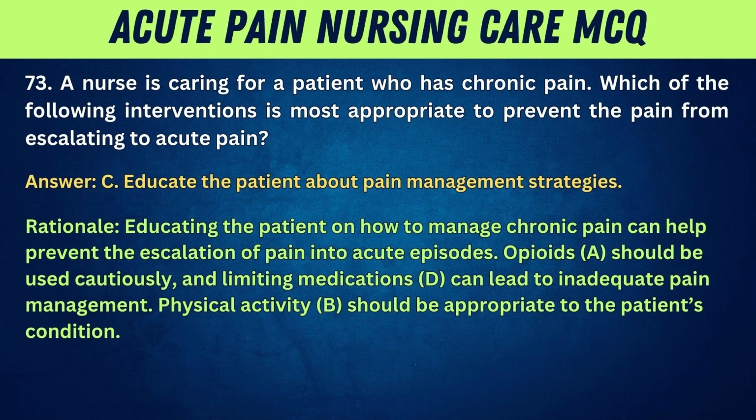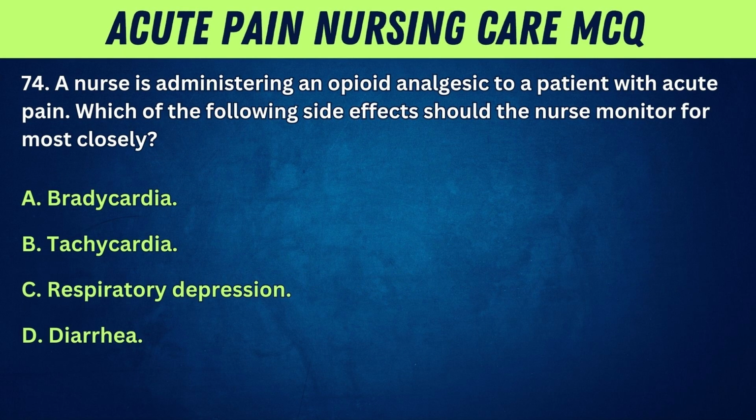Answer: C. Educate the patient about pain management strategies. Rationale: educating the patient on how to manage chronic pain can help prevent the escalation of pain into acute episodes. Opioids, A, should be used cautiously, and limiting medications, D, can lead to inadequate pain management. Physical activity, B, should be appropriate to the patient's condition. 74. A nurse is administering an opioid analgesic to a patient with acute pain.